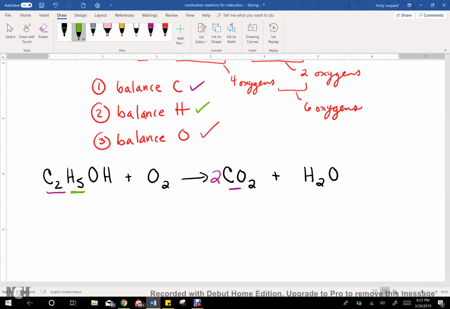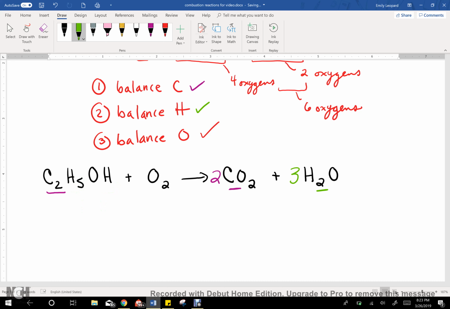Now, if you notice, on the left, I have a total of 6 hydrogens. I've got 5 here and then 1 here. So that's an understood one. So I've got 6 total. And so that means I need 6 on the right. So right now I've only got 2. So if I change my coefficient to 3, 3 times 2 will get me to 6. So now my hydrogens are balanced as well.